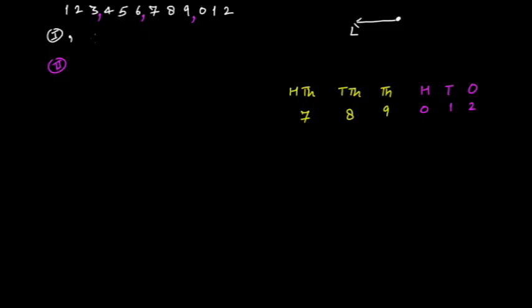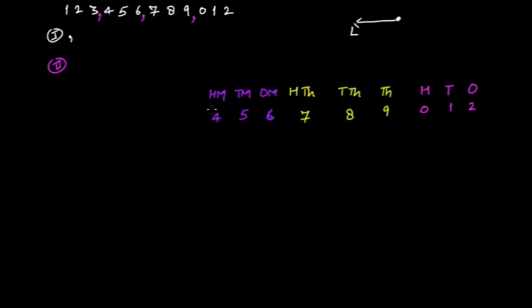So 6, 5, and 4, what are the next 3 places? It's 1 million, then 10 million, then 100 million. Let me save some space, otherwise I'll be short of space. 6 is at the place of 1 million, 5 is at the place of 10 million, and 4 is at the place of 100 million.